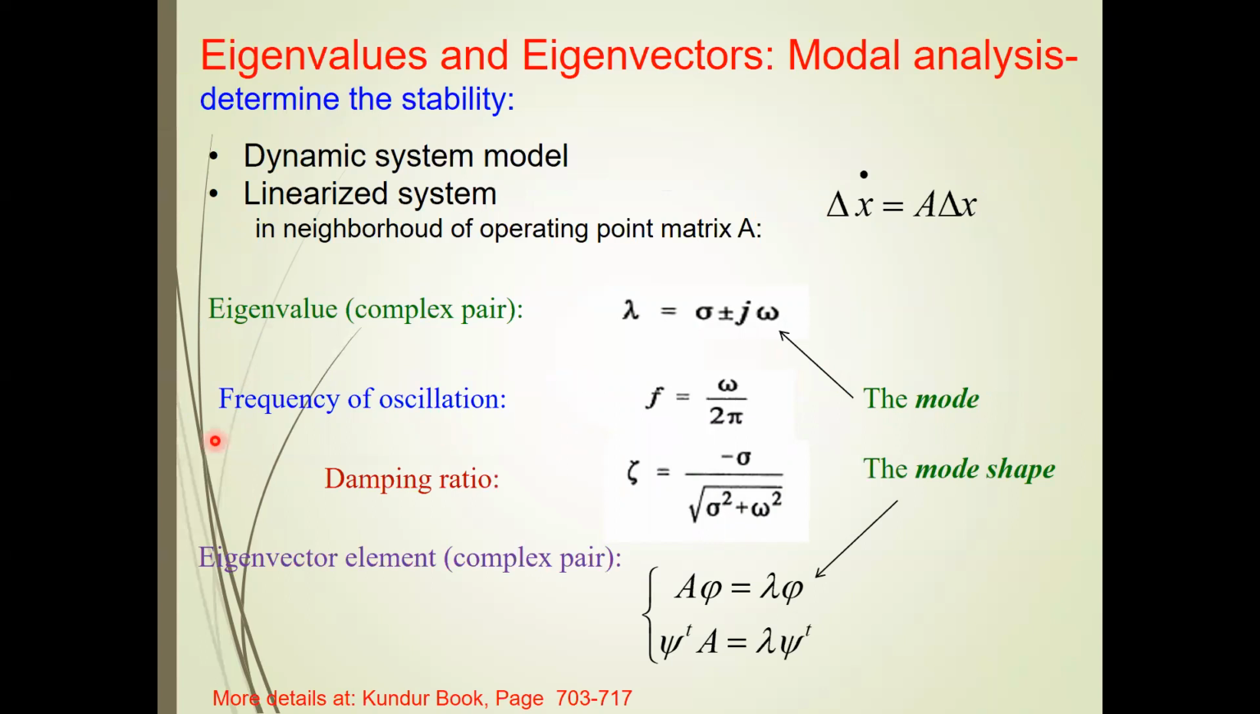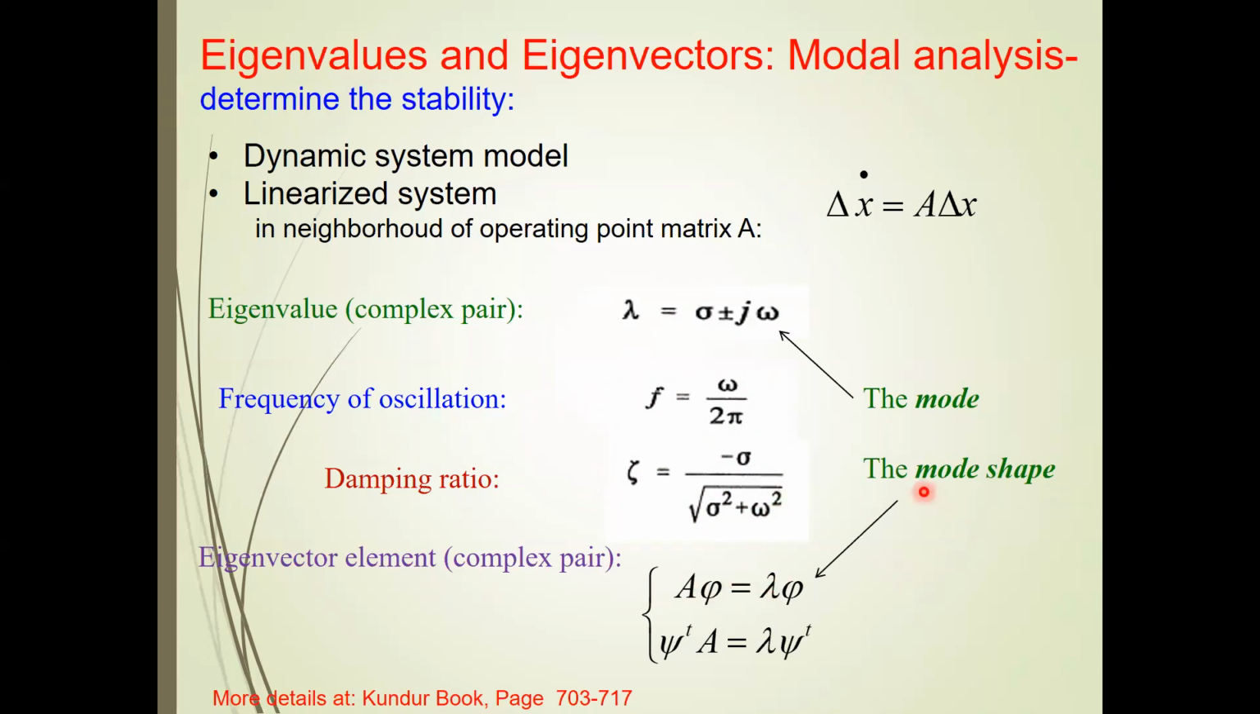Here we have the eigenvalue defined by these two terms, and then this is the frequency of oscillation. This is how we obtain it in hertz. This is how we define the damping ratio, right? The damping ratio is the ratio of the real part to the square root of the sum of squares of the real and the imaginary part here. I will discuss more in detail later on.